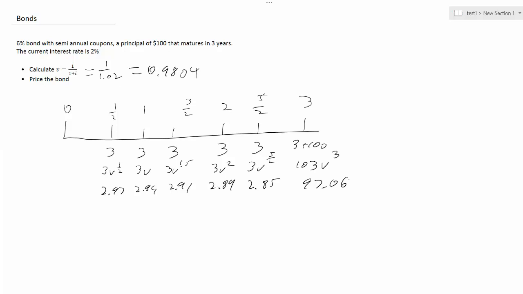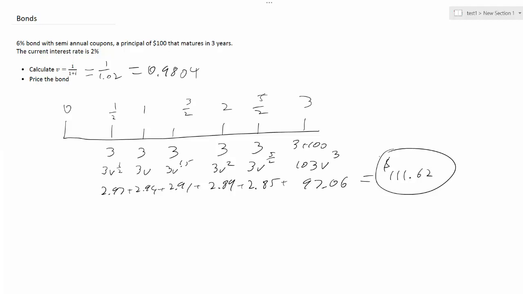Now, I'm rounding these off to the penny. What we should do is write out all the decimal places and then sum them up. So the present value will just be the sum of all these present values of cash flows. When I add those up, I get $111.62. So this bond should sell for $111.62.